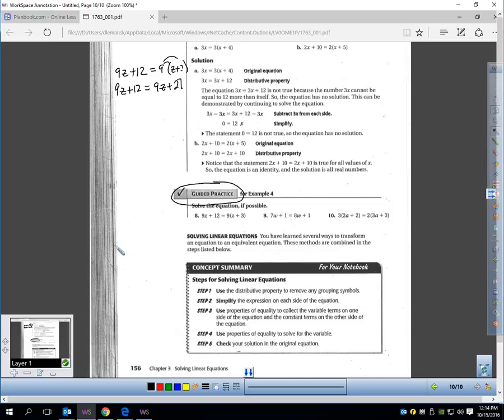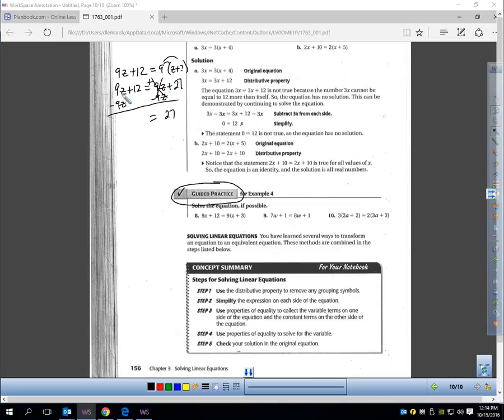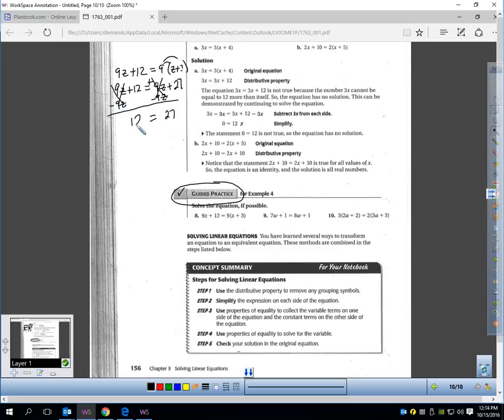Well, I have to try to get all the variables to one side. That's my next step. So I'm going to get rid of the positive 9z on the right. So let's take away 9z. Now I want you to notice what happens when I take away 9z from each side. Now the variable cancels from the right, and I get 27, but you notice the variable also cancels on the left, and I get 12.